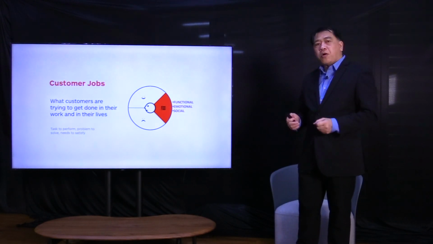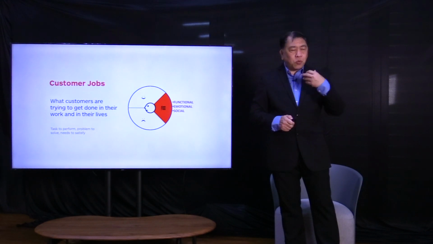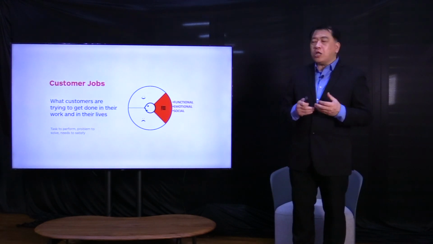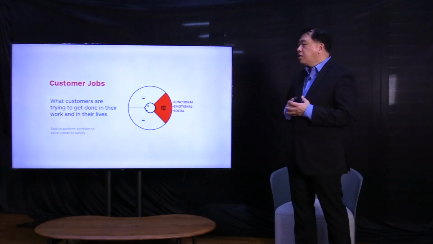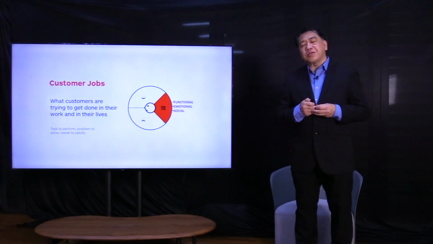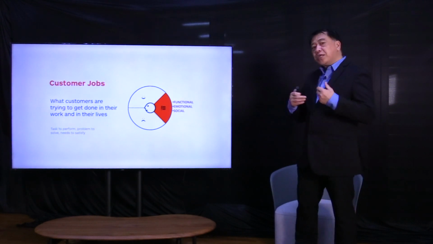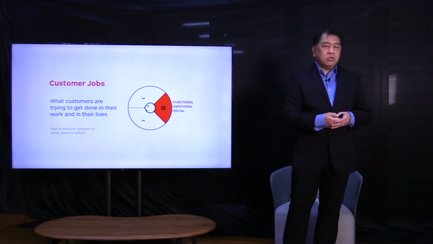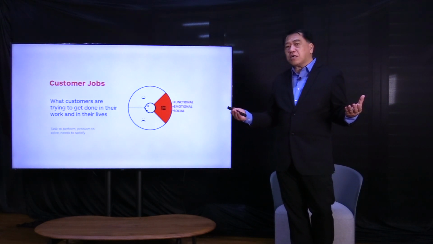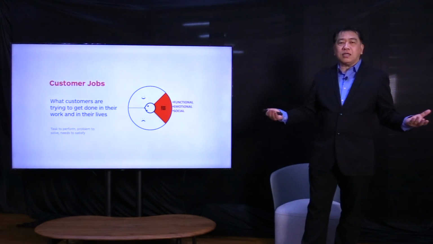So if you have a problem, you need to resolve that problem. So what are the jobs? Jobs are what the customers are trying to get done in their work and in their lives. There are three categories of job: the functional, emotional, and the social. Well, functional things are quite easy. They need to get done, right?